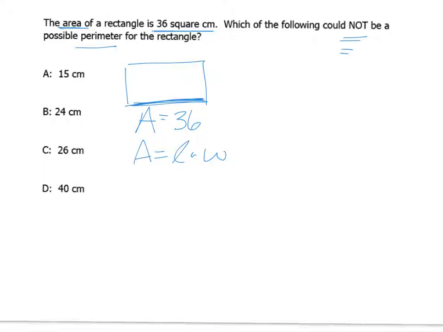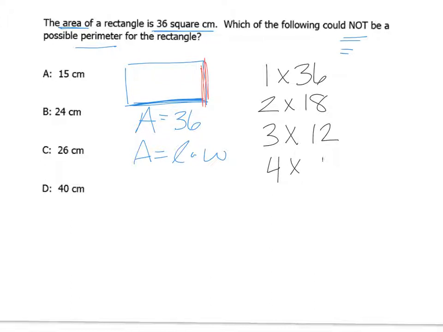To get area, I have to do length times width. So let me think of all the things I can multiply that would give me 36. So 1 times 36 would give me 36. 2 groups of 18 would give me 36. 3 groups of 12 would give me 36. 4 times 9 gives me 36. I can't use a 5, but I can use 6. 6 times 6. Now that I have all the possible dimensions for the area, now I have to figure out what the perimeters for these would be.